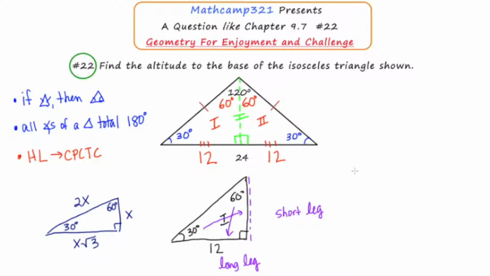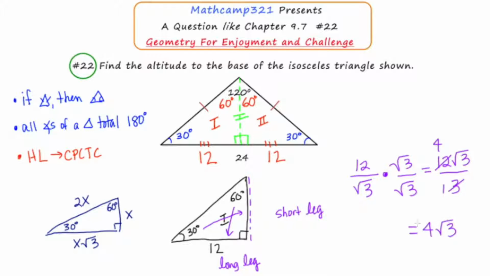So I start with 12. I want to remove the root 3 by dividing by it. I need to rationalize the denominator. Then I'm going to multiply across in the top and I get 12 root 3. And I go across in the bottom and I get 3. And the 12 and the 3 cross cancel or reduce to just plain old 4 root 3. So the length of the altitude in this triangle is 4 root 3.